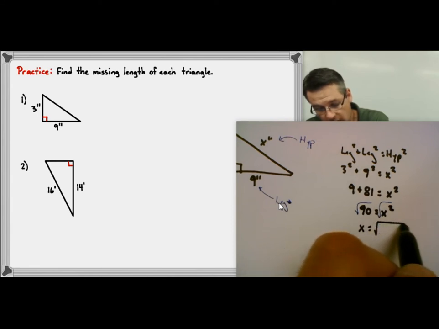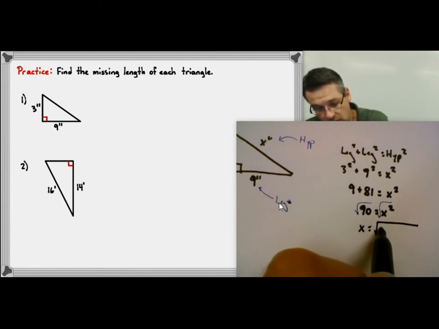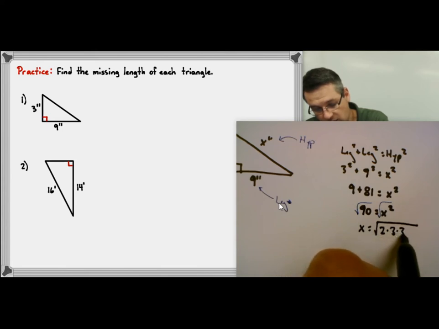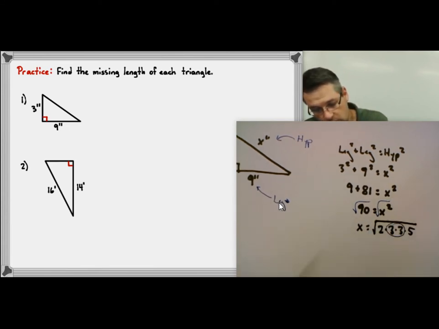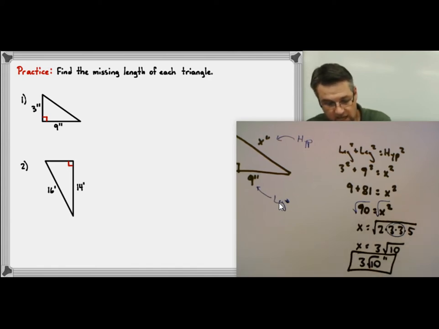So we'll go ahead and do our prime factors. That's going to be 2 times 45, 3 times 15, 3 times 5. I think that's right. And then we're going to go ahead and circle our pairs. And remember, one of those goes out. So we got 3 and then radical 10. So we'd say our answer is 3 radical 10 inches. Okay, that is the missing side length.